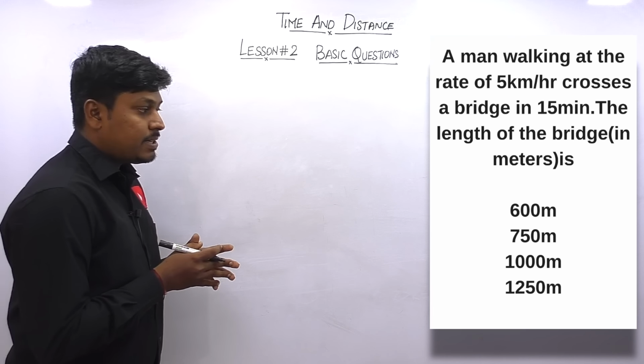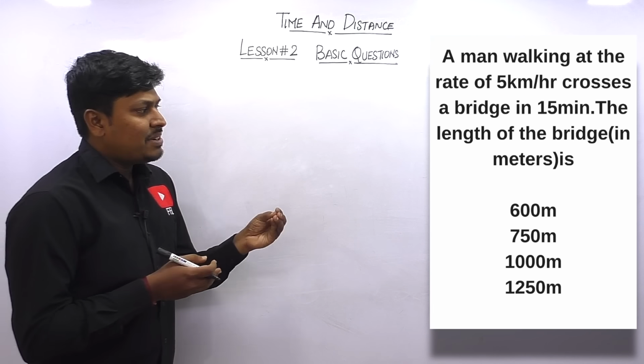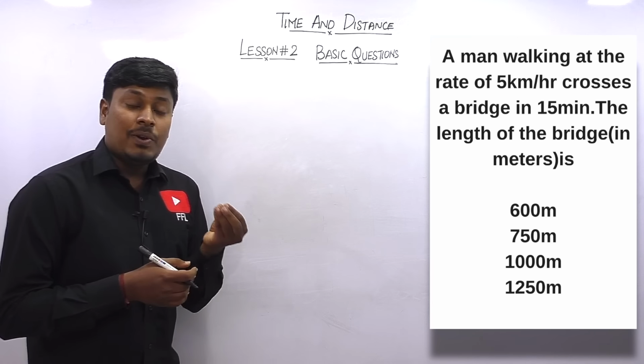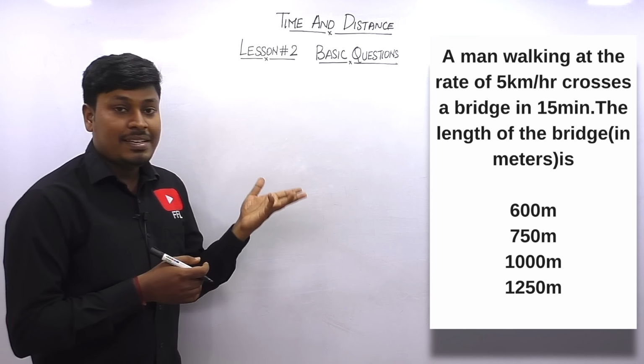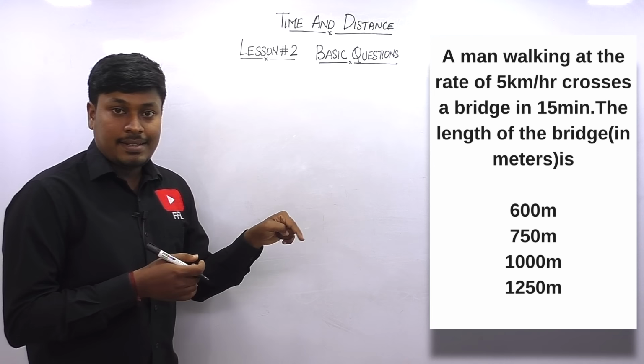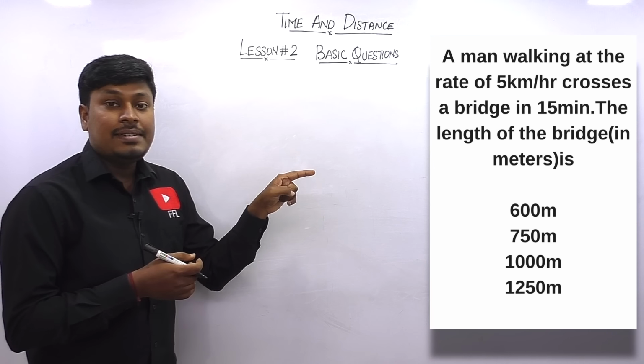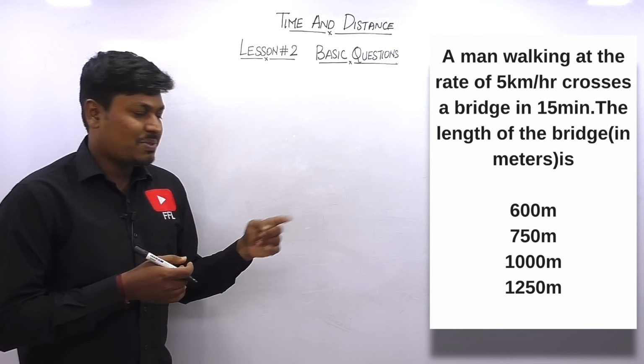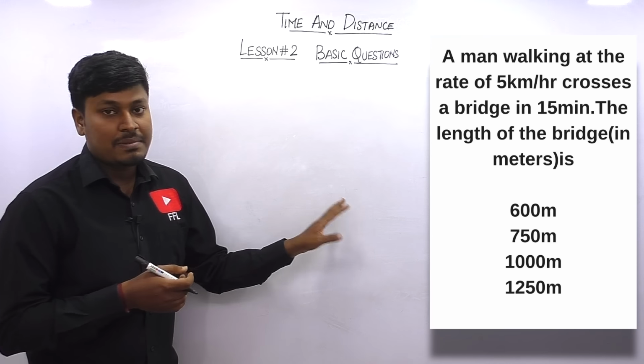The length of the bridge in meters. Interesting question, easiest question, but lots of beginners will make a mistake on these types of question. Why? Because they solve it correctly, but at the last step our target is to convert the value in terms of meters. So those are the areas where lots of students will make a mistake.